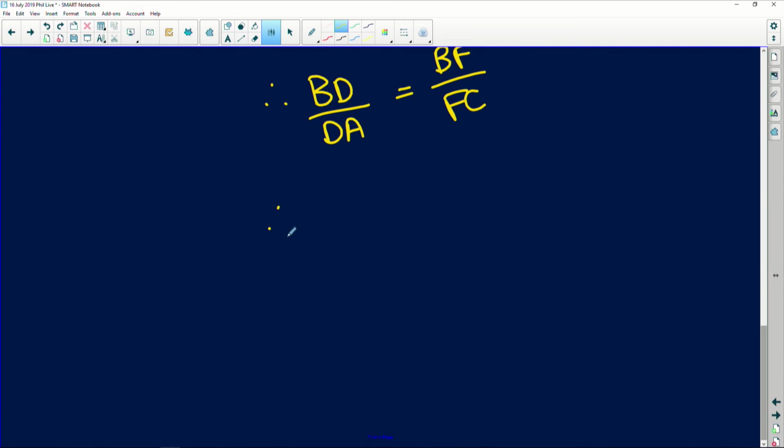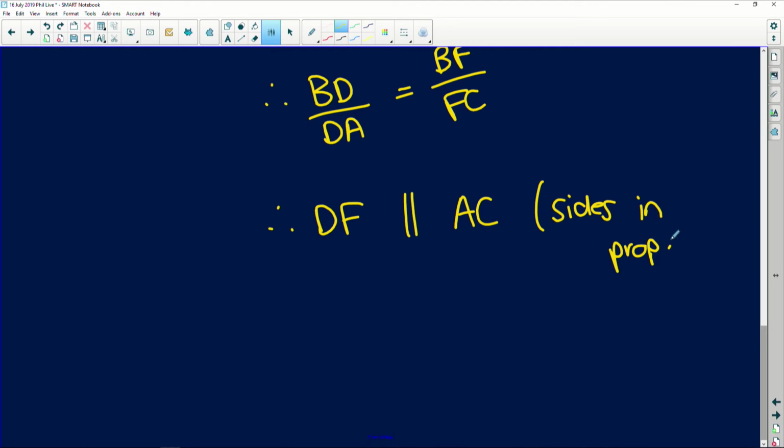Okay, so that was what you would conclude after this argument. You'd say, therefore, DF is parallel to AC because the sides are in proportion. Okay, easy peasy stuff.